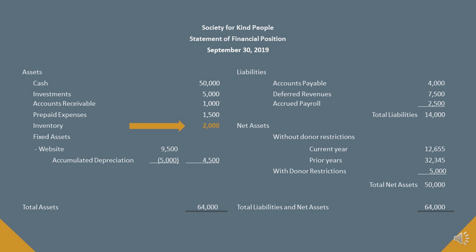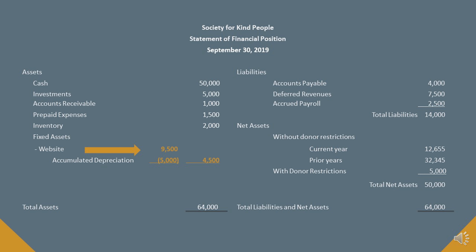Inventory represents items that your organization sells, such as educational materials or perhaps promotional t-shirts, things like that. If you have a significantly valued quantity of those items on hand, you'll see inventory. But if it's just a stash of those materials, you probably expensed it when you bought it and it's not enough to worry about putting in inventory.